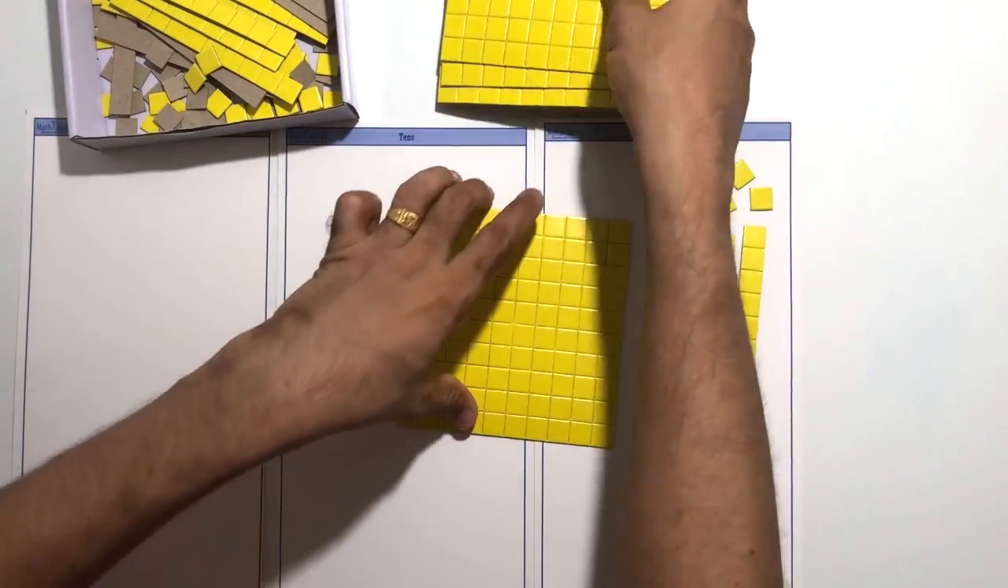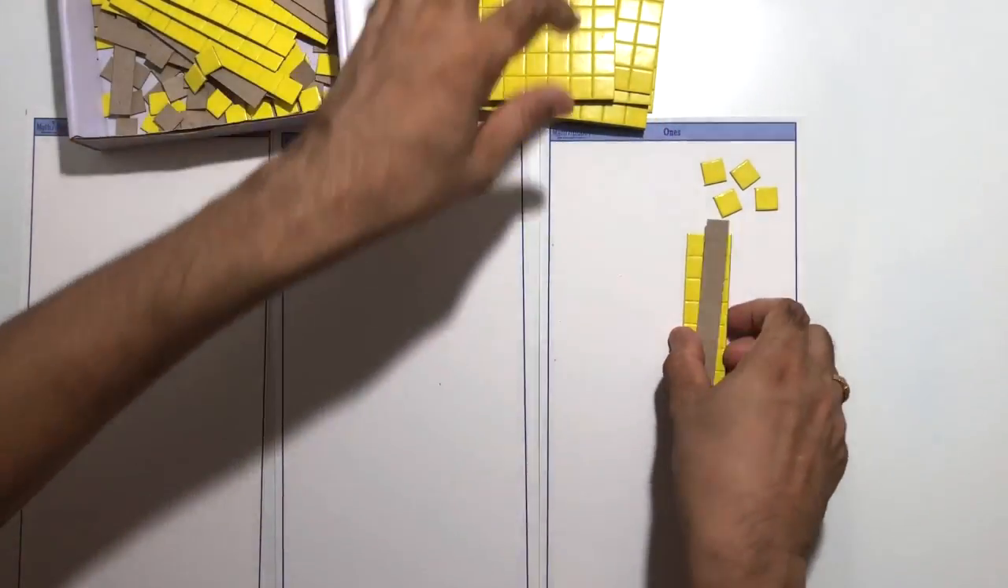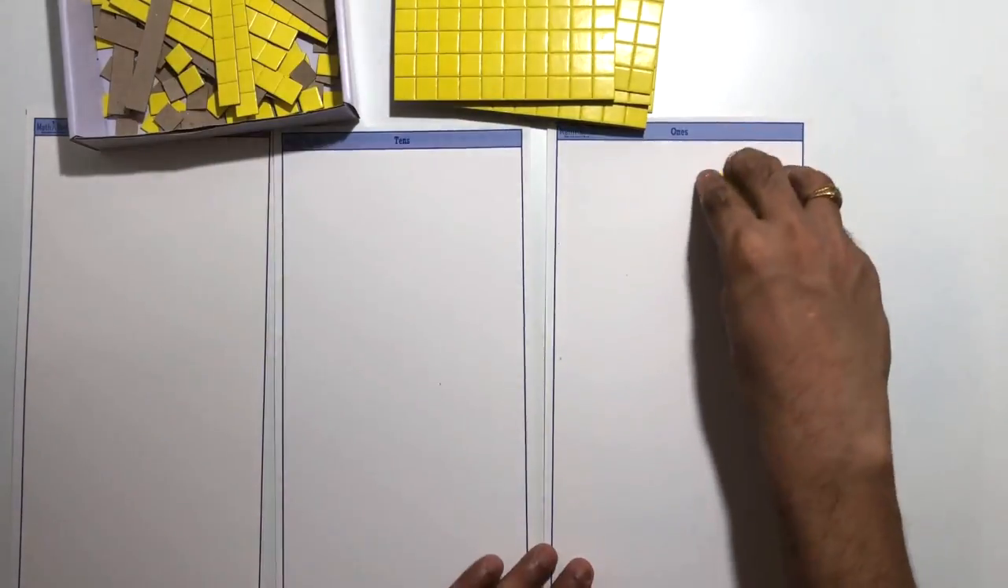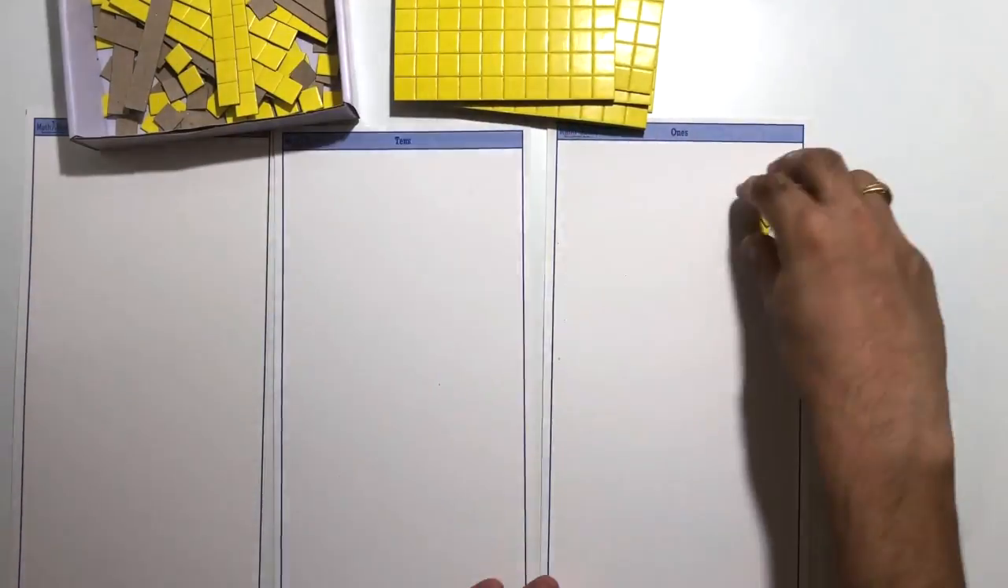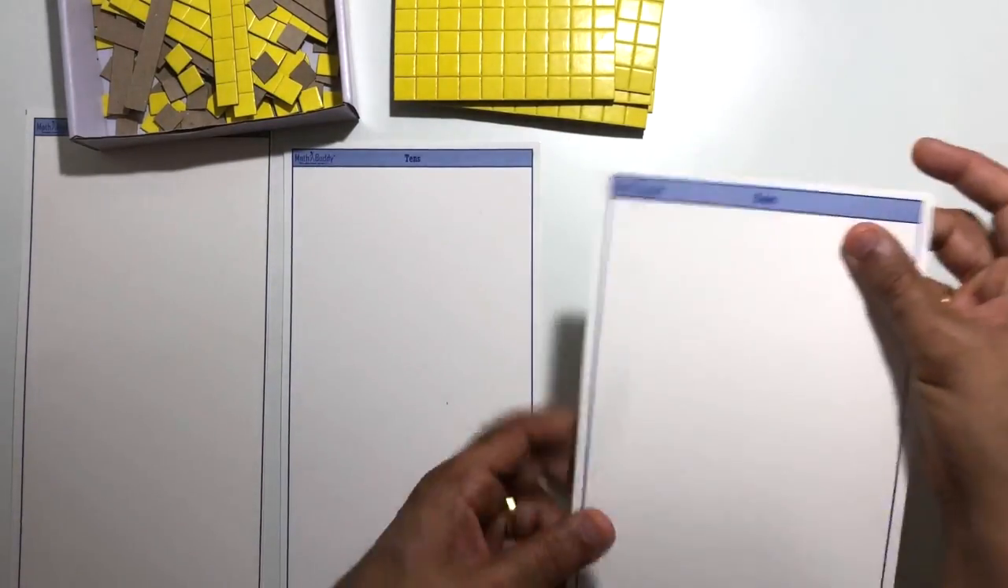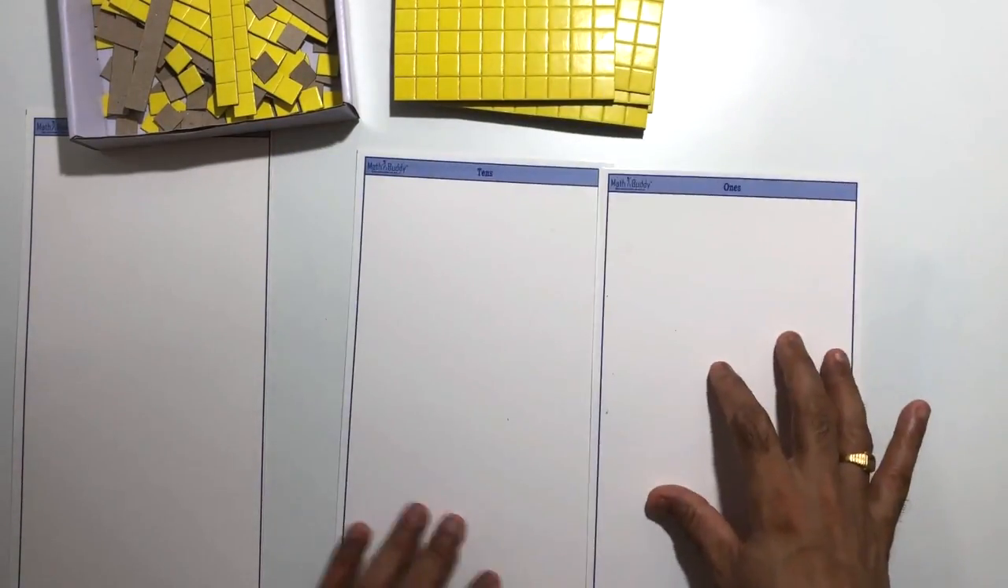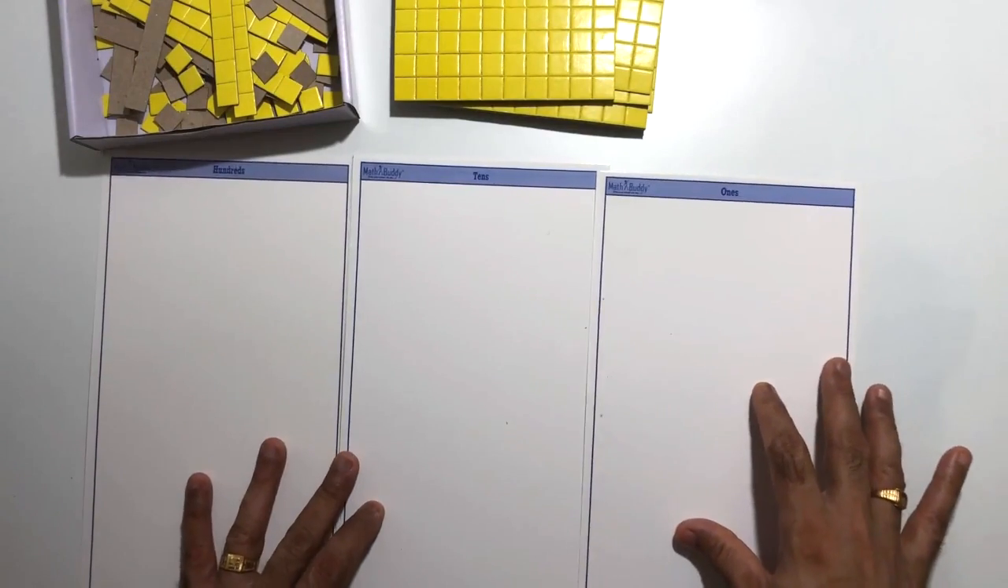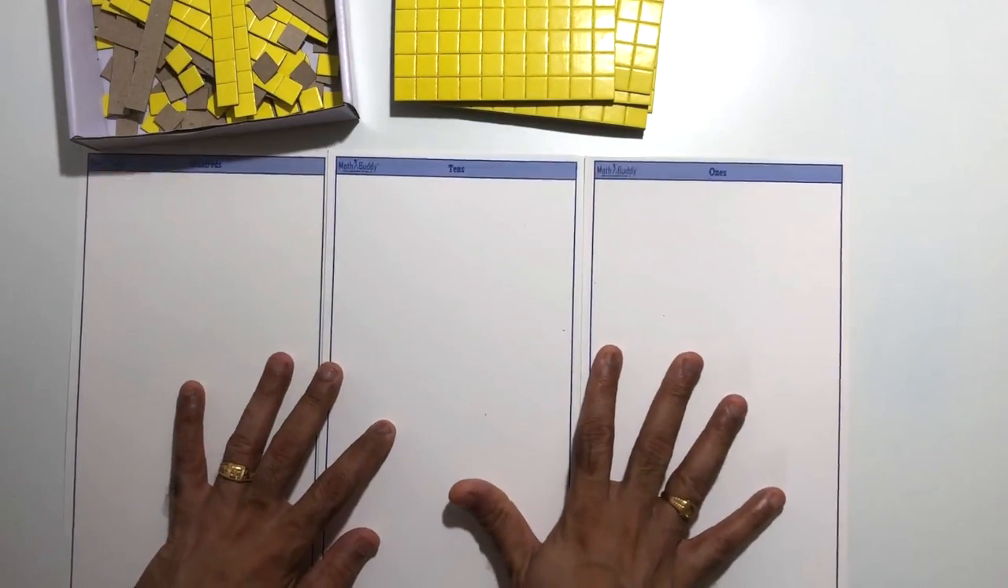Let's just take it out, and we'll be representing the numbers on these boards. So you would have got some ones board. So this is ones board, then there is tens board, and then there is hundreds board. Just place them together.